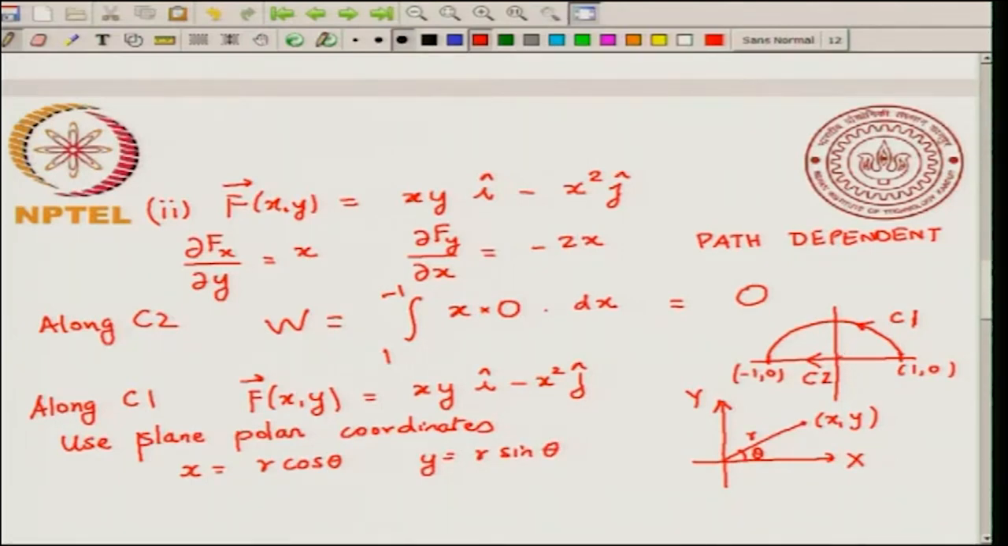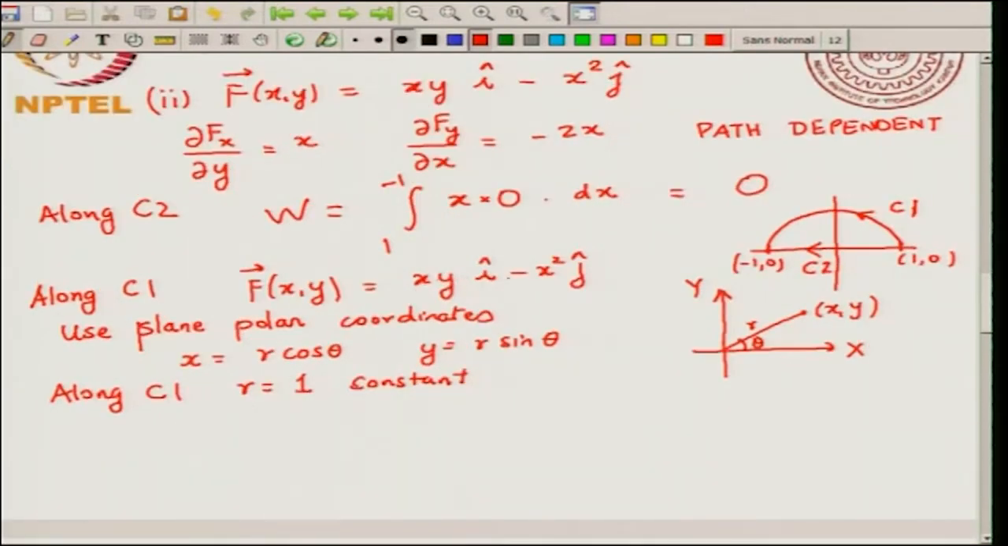Why does plane polar coordinates help? Along C1, r equal to 1, constant. So along this path, your r does not change at all. r is fixed at constant. So the only change is due to theta. And what you can do is write this integral now. You substitute for x, substitute for y, and you also have to consider this.